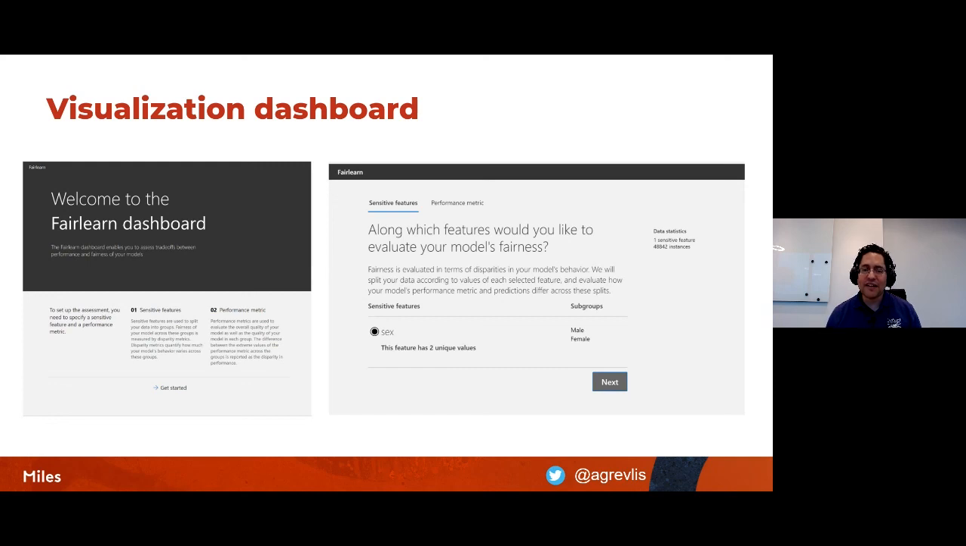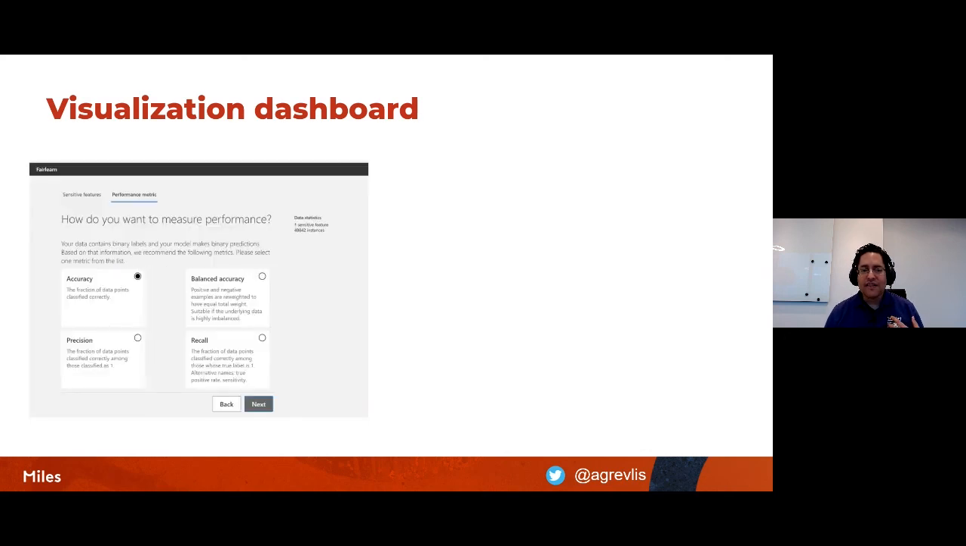And then you want to see if there is a problem here with fairness between men and women. So you can load your data set and you can start up the Fairlearn dashboard. And then you can define which feature you would like to evaluate. Here we select sex because we want to see if there is a difference between men and women. And then you decide what the performance measure is. So we choose accuracy.